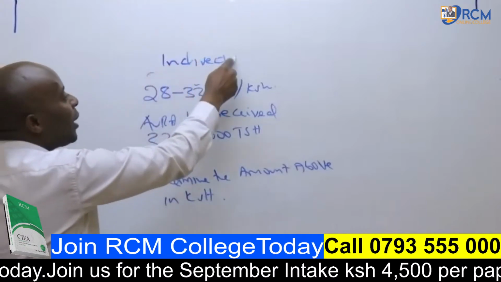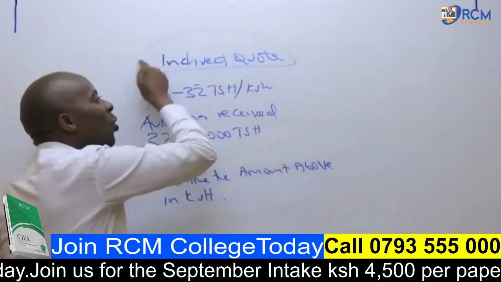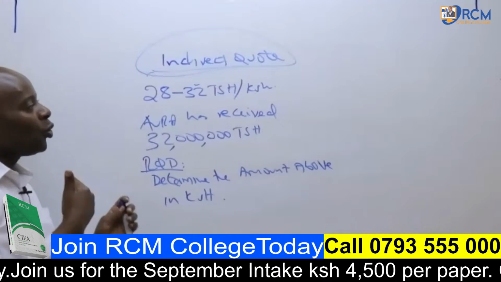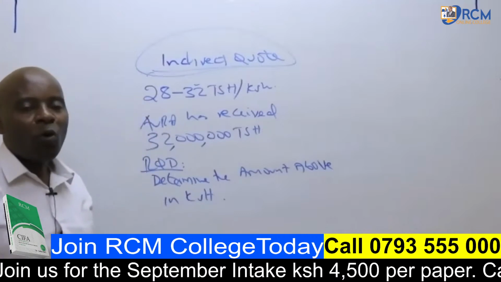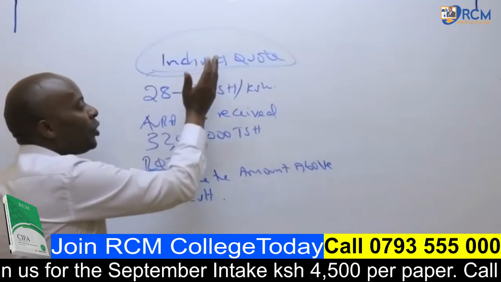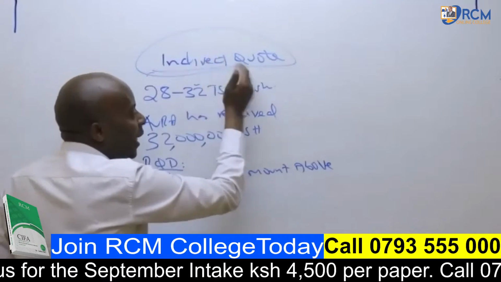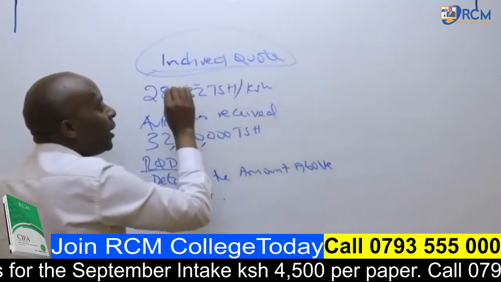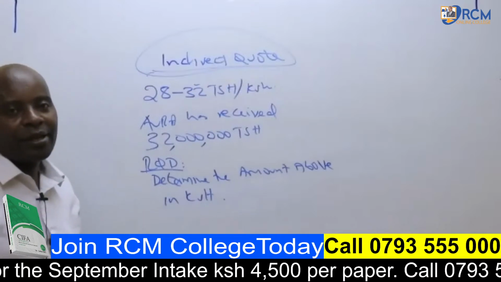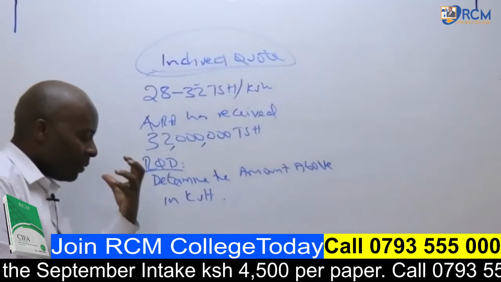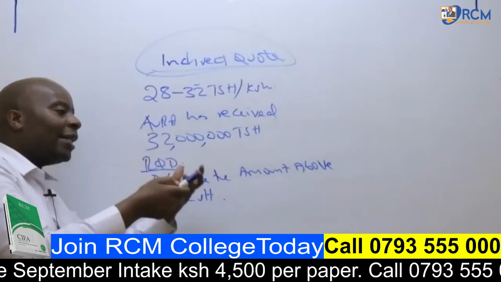It's an indirect quote. Ladies and gentlemen, you don't even have to know the difference between indirect and direct. What you need to do is look at which side the Kenya shilling is on. The Kenya shilling is on the right-hand side. If the Kenya shilling is on the right-hand side, then the right-hand side figure becomes the buy. For indirect quotes, the banks buy high and they sell low.